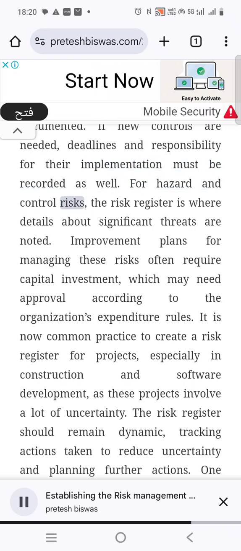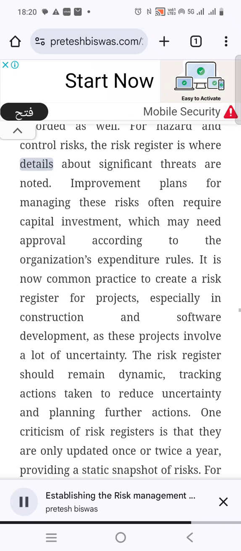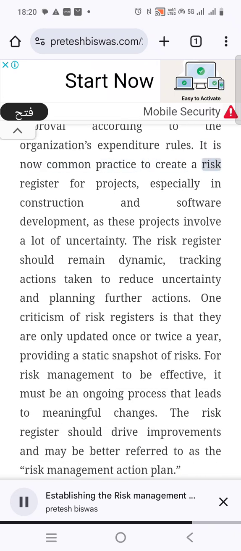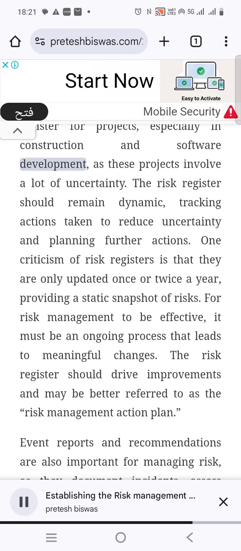For hazard and control risks, the risk register is where details about significant threats are noted. Improvement plans for managing these risks often require capital investment, which may need approval according to the organization's expenditure rules. It is now common practice to create a risk register for projects, especially in construction and software development, as these projects involve a lot of uncertainty.